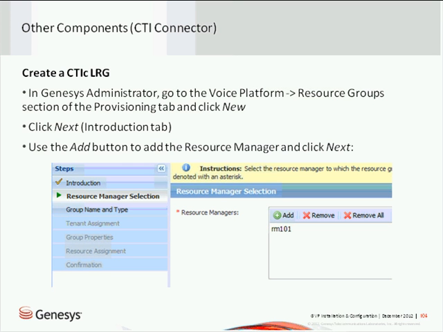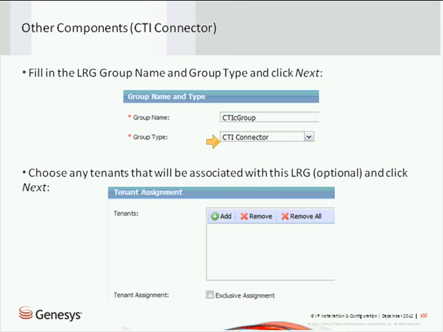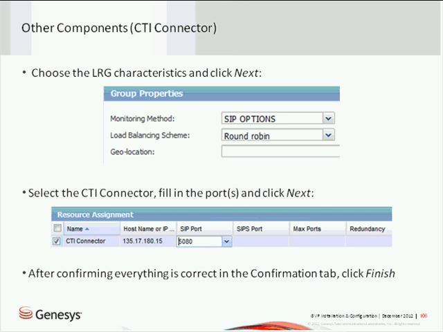You do have to create an LRG for your CTI connector. So again, add your resource managers. Pick the group type for CTI connector, set your tenant if applicable. We suggest using round robin for the load balancing scheme, and you pick your CTI connector that's being installed. Pick the port, and you can set whatever else if you need to.